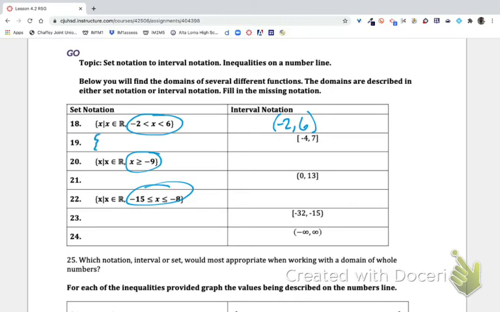So working our way backwards, all numbers x such that x is a real number. And in this case, we are going from -4 to +7. And notice that I've got the less than or equal to here because we have the closed bracket rather than the open parentheses.